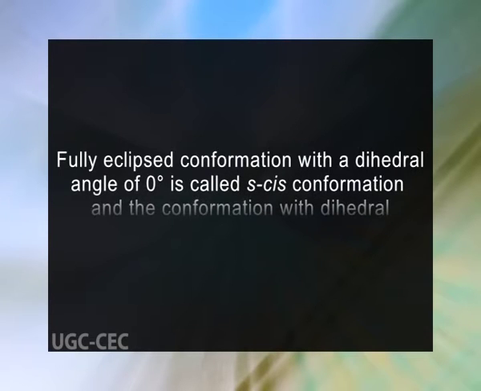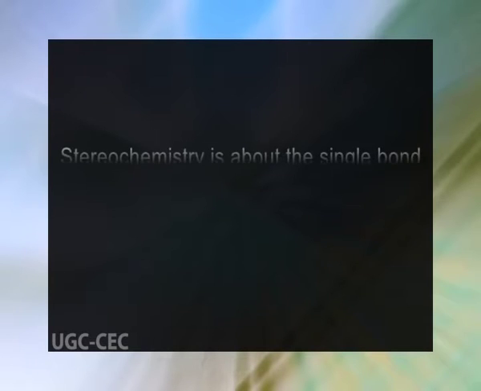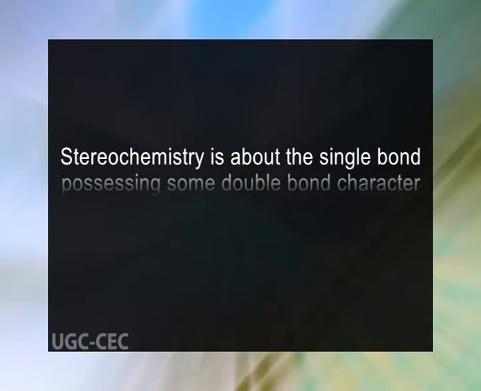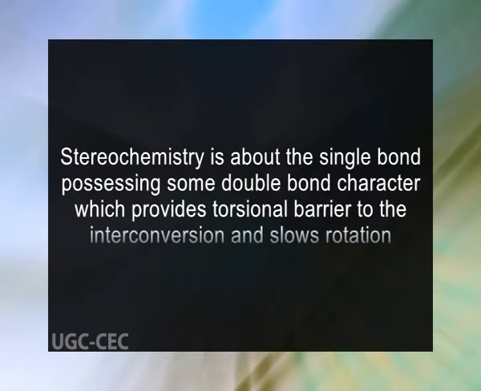The fully eclipsed conformation with a dihedral angle of 0 degrees is called the s-cis conformation, and the conformation with a dihedral angle of 180 degrees is called s-trans. The slightly modified stereochemical descriptors s-cis and s-trans denote that the stereochemistry is about the single bond possessing some double bond character, which provides a torsional barrier to the interconversion and slows rotation.